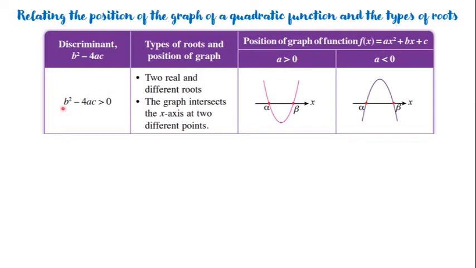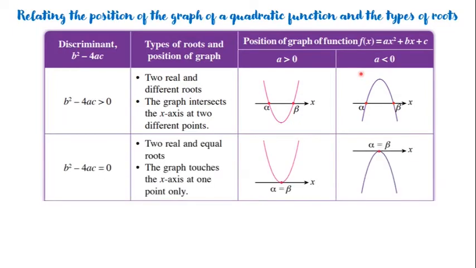When b squared minus 4ac is more than 0, the types of root is two real and different roots. The graph will intersect the x-axis at two different points. So this is the shape if b squared minus 4ac is more than 0. There are two intersection points. This is the smiling graph, a more than 0. This is the frowning graph, a less than 0, a is negative. Second, if b squared minus 4ac is equal to 0, the discriminant equal to 0 means there are two real and equal roots.